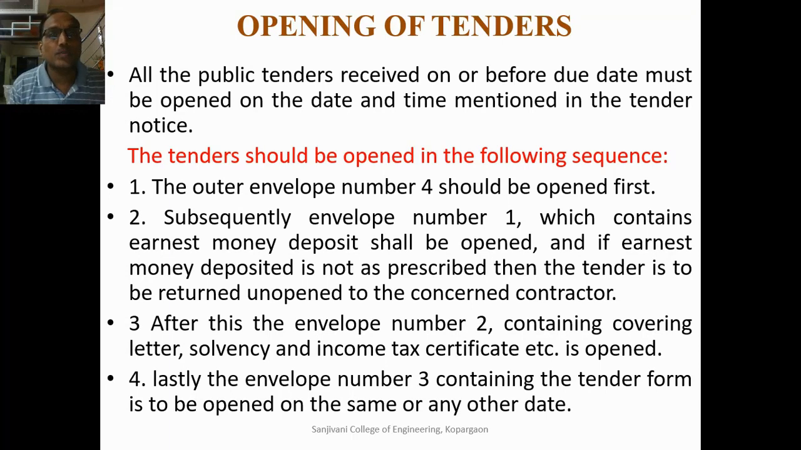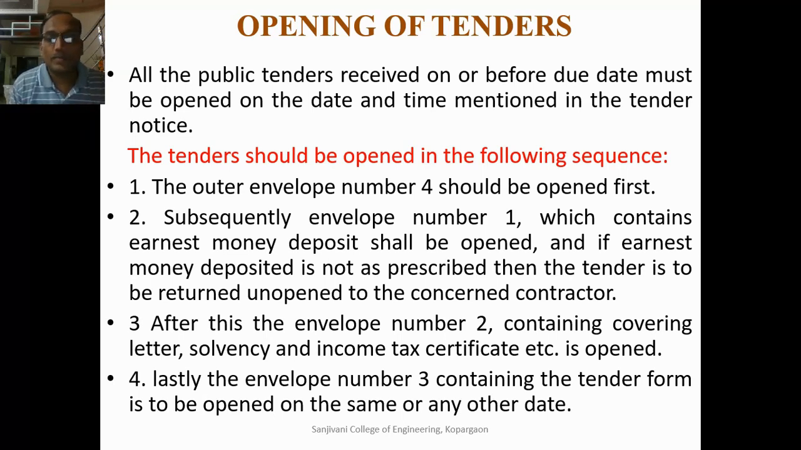There is a standard procedure of opening the tenders. The outer envelope number 4 should be opened first, in which the rest of the 3 envelopes are inserted. Subsequently, envelope number 1, which contains earnest money deposit, shall be opened, and if earnest money deposited is not as prescribed, then the tender is to be returned unopened to the concerned contractor if he or she is present, or sometimes it may be handed over to the representative also.